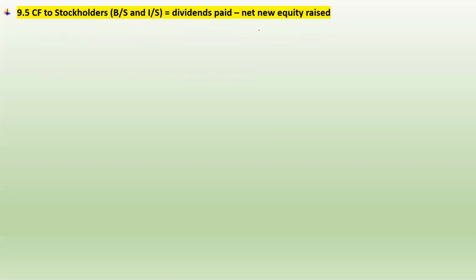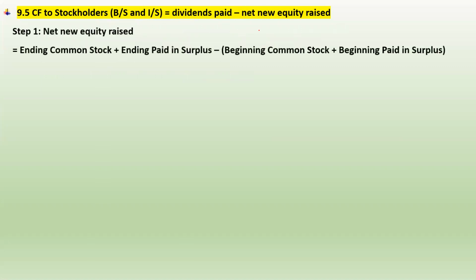So those are net cash inflows from the debt holders' perspective. The same theory applies to stockholders. The dividend paid is a cash outflow for the firm, but a cash inflow for the shareholders. The net new equity raised is a cash outflow for the shareholders. So the net new equity raised equals the ending common stock plus ending paid-in surplus minus the beginning common stock plus the beginning paid-in surplus.